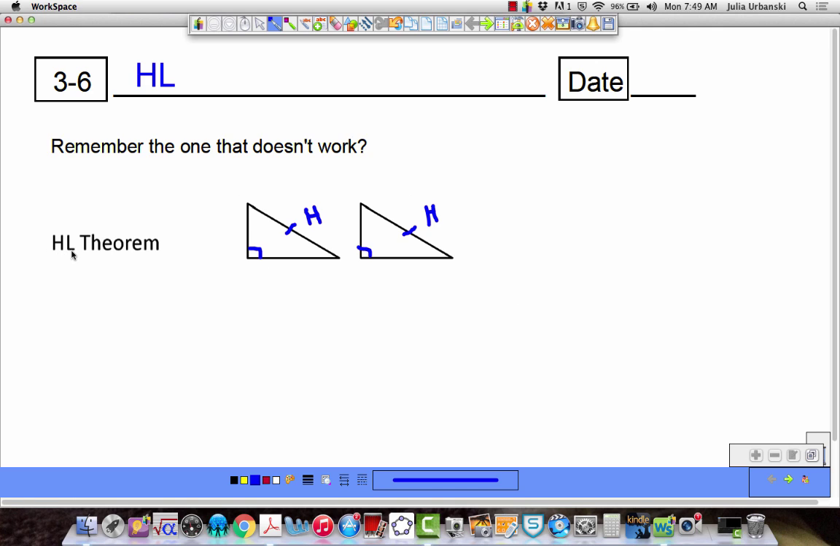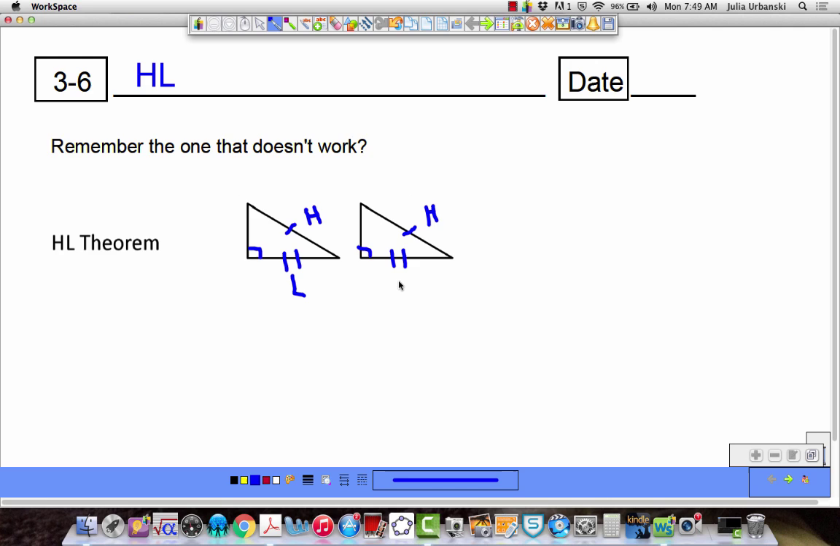But what do you think the L stands for? Leg. Okay? And the leg on a right triangle can be either one. It doesn't matter. This is called hypotenuse, these are called the two legs. So in order for a hypotenuse leg to work, one of the legs has to be marked. If both of them were marked, you would just be doing side, side, side. So mark this leg equal to this leg.